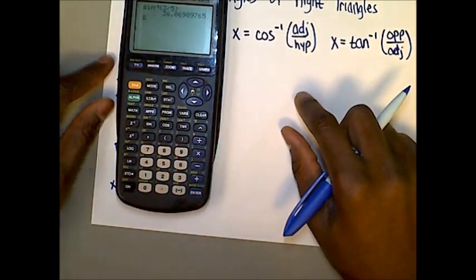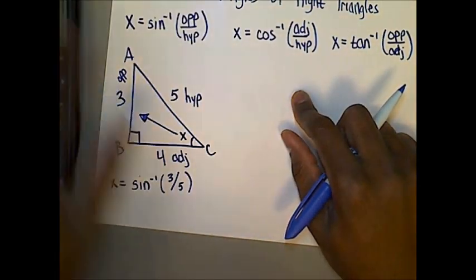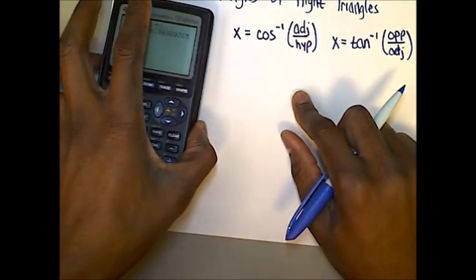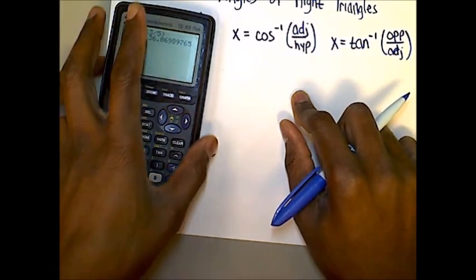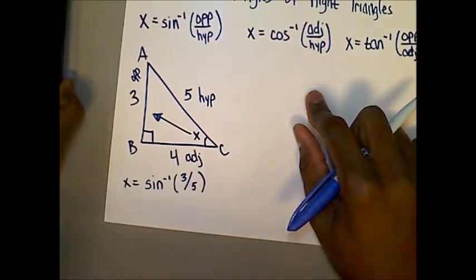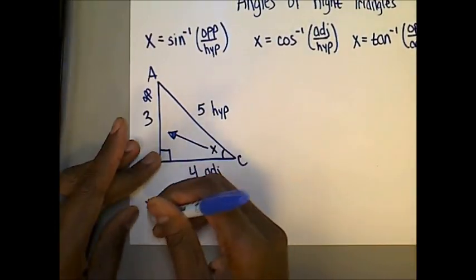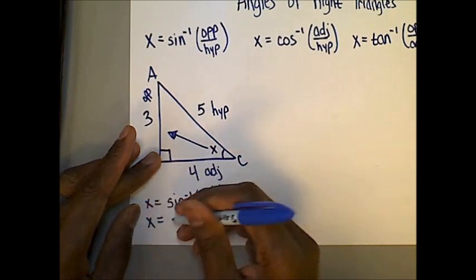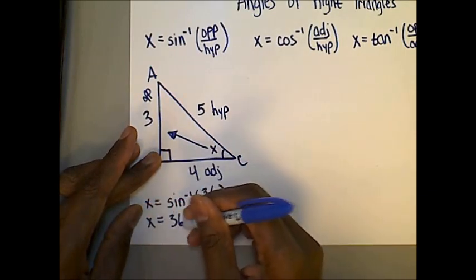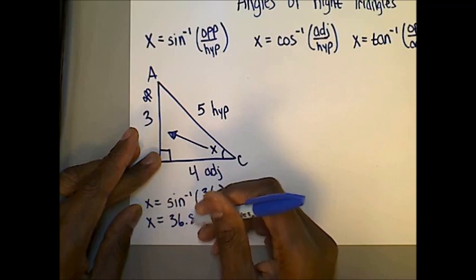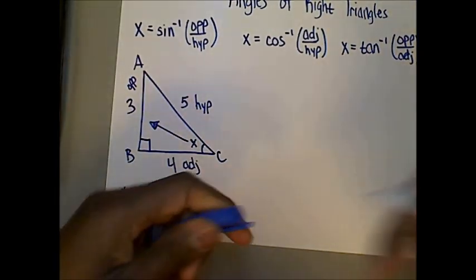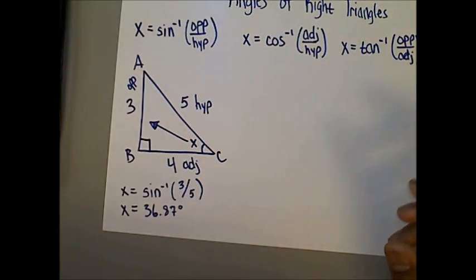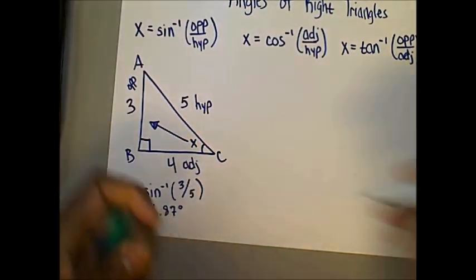Press enter. Okay. And so I get the sine inverse of this is equal to 36.86, and I'm going to round that up to 36.87. So x, this angle x, is equal to 36.87 degrees. Okay? So that's how you find the measure of an angle. Okay? Let's do another example.